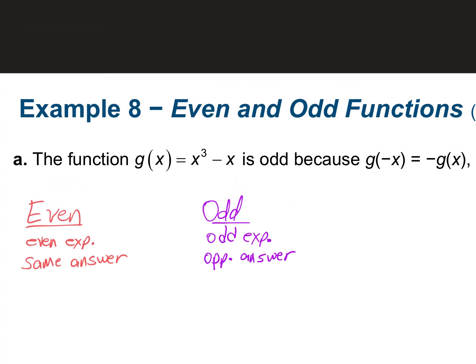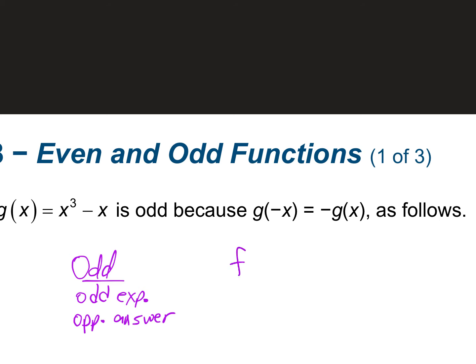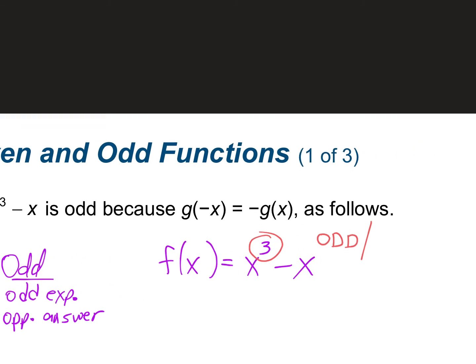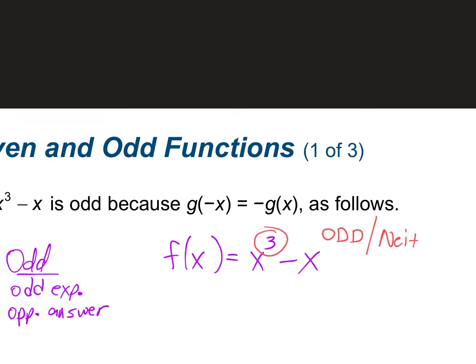So the first thing we're going to do, let's write down our function. It says f of x equals x cubed minus x. Odd, even, neither. All right, those are our three options. But right away, you can take away one of the options. Look at the highest exponent. What is the highest exponent? 3. It's an odd number. So the only possibilities that this function could be are odd or neither. It cannot be an even function because the highest exponent is an odd number.